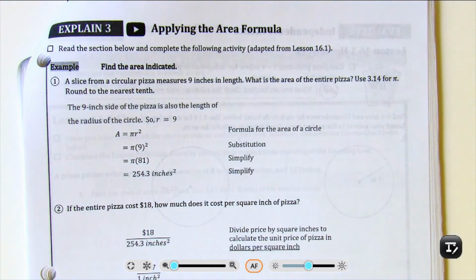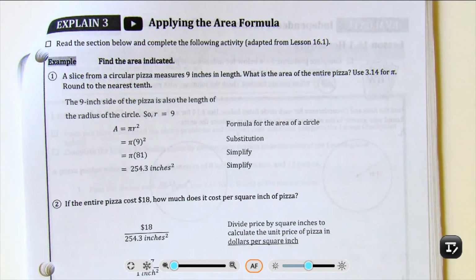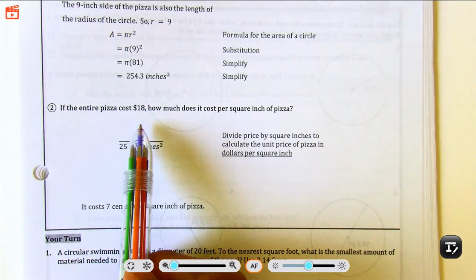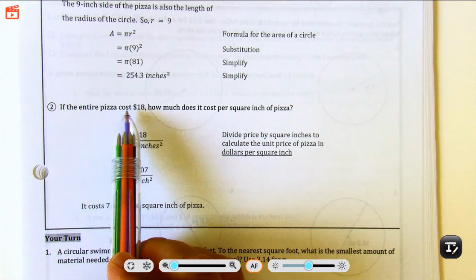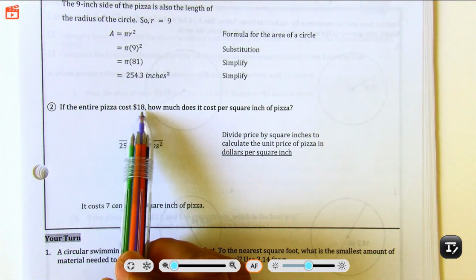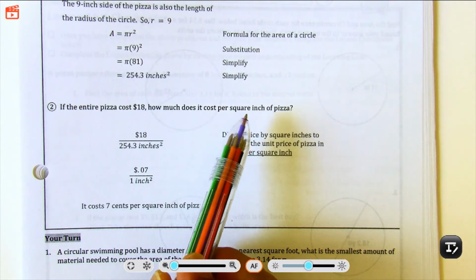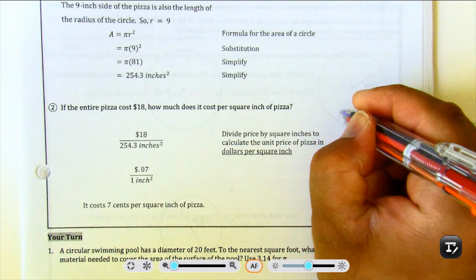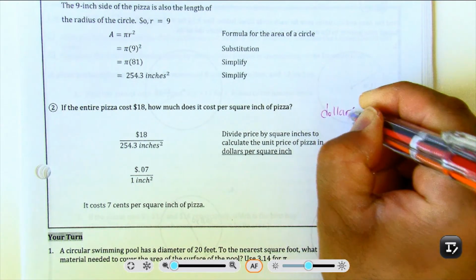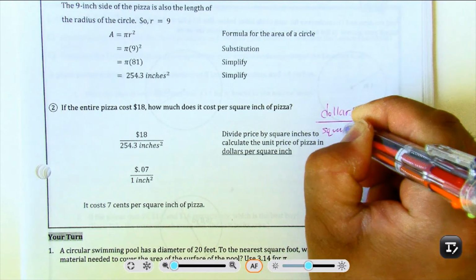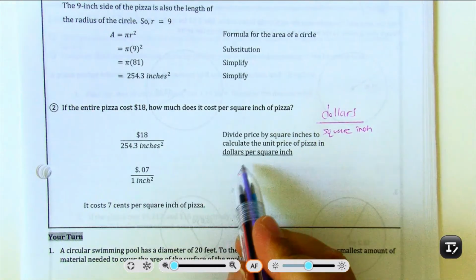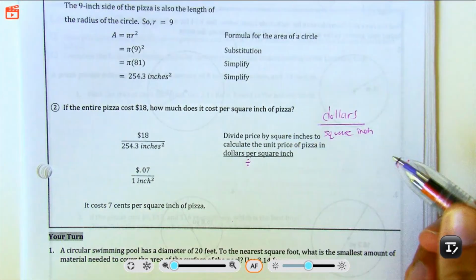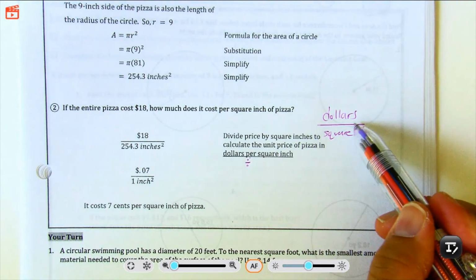So now if we want to use this previous answer to answer this next question, we can. If the entire pizza cost $18, how much does it cost per square inch of pizza? So what we're doing is we're trying to find dollars per square inch. Anytime you see the word per, that means you're dividing. And what we want to do is write it as a fraction. Dollars divided by square inch, and that's why they write it in this form.